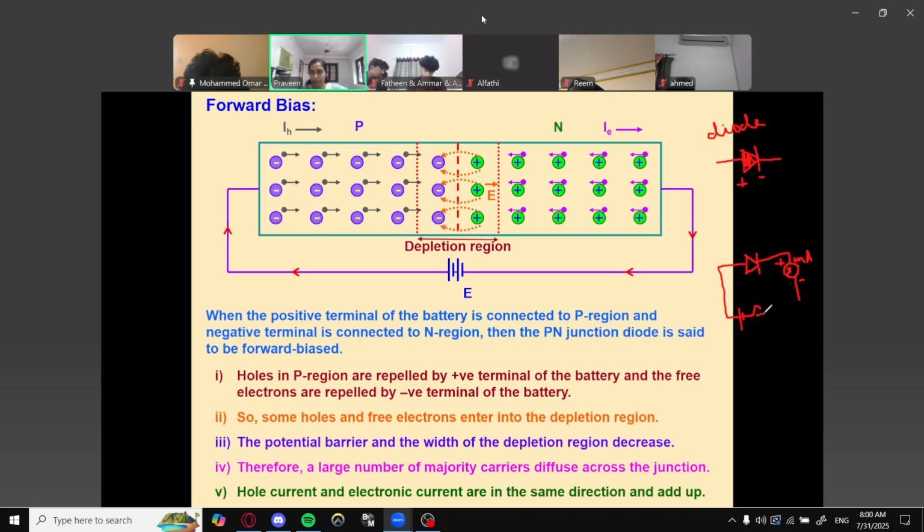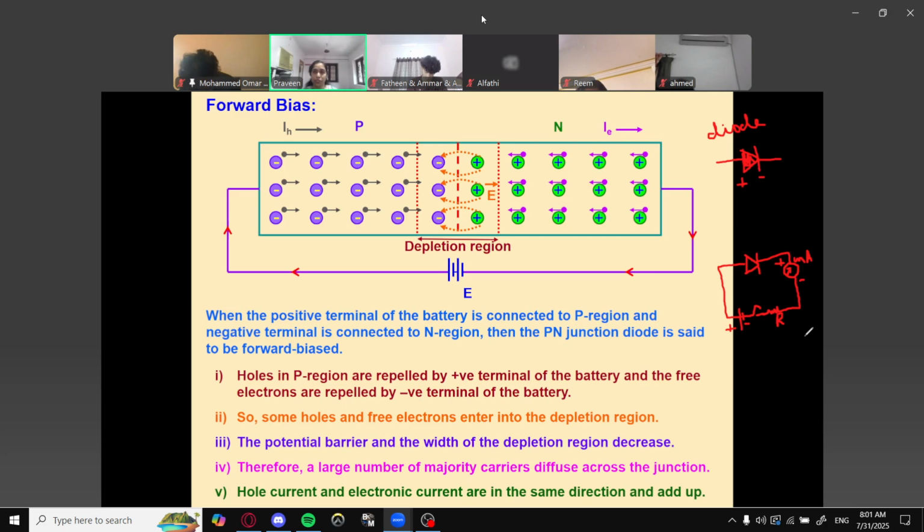Draw this one also, okay? This circuit also you draw. This is R, that means external resistor. This is a PN junction diode. This is the positive side of the battery. This is the negative side of the battery. Draw this circuit as well. This is a circuit diagram for forward biasing. Okay, draw that as well.